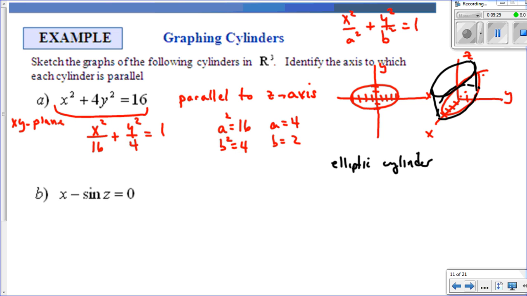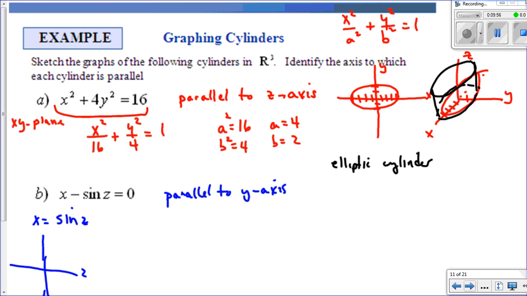Okay, the next one. Notice in this second equation that the variable y is missing, so this cylinder is parallel to the y-axis. And if we want to know what the graph looks like, graph it in the xz plane. So the graph would be x equals sine of z. If you think about the graph y equals sine of x, that means that z is our independent variable and x is the dependent variable. So the graph would look something like this if we were graphing just in an xz plane.